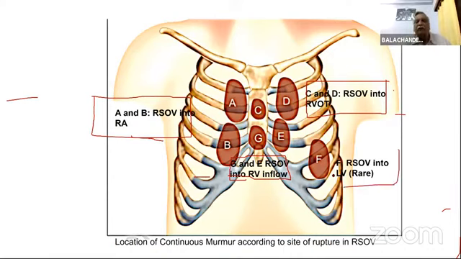So this sort of diagram, even if it's a theory question, you can draw this, though it is given in the books for coronary cameral fistula, but we can use it for RSOV, with the slight modification which I've done here in this slide. Next slide.